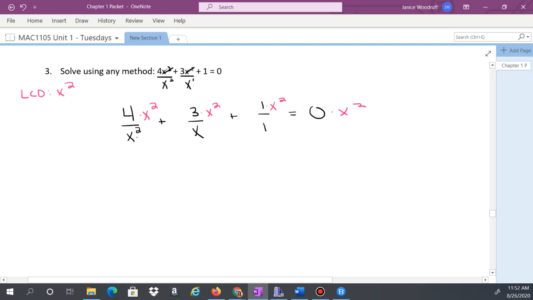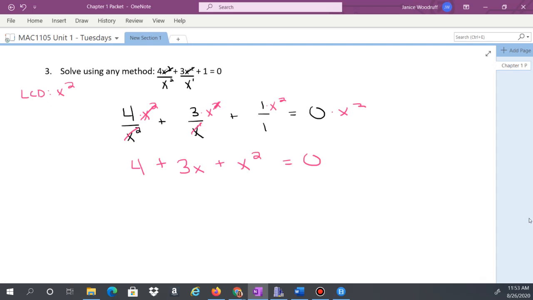Okay, so then we'll cancel some things. These x squareds are going to cancel each other out. We get a 4 that comes down. This is an x to the first, so this is 2 minus 1 here. This basically just gets rid of one of these x's, so that's going to be a 3x. Then nothing happens here, so this is an x squared, and 0 times x squared is 0.